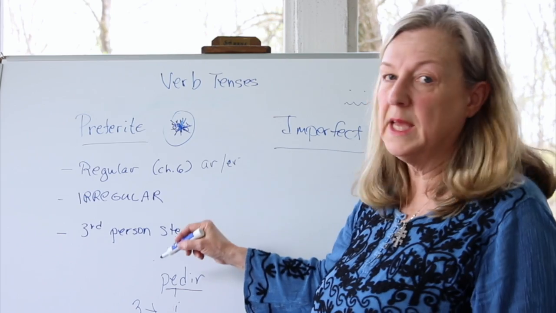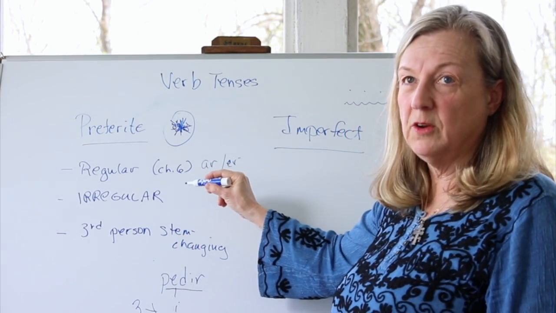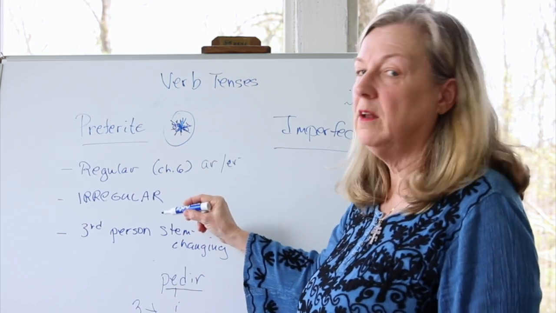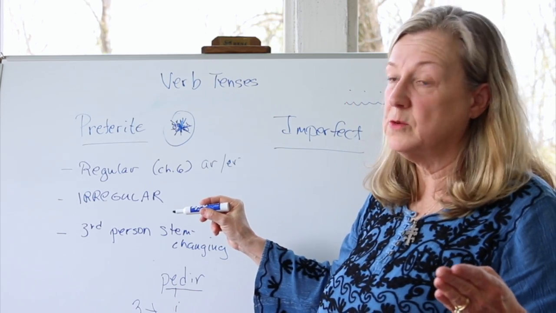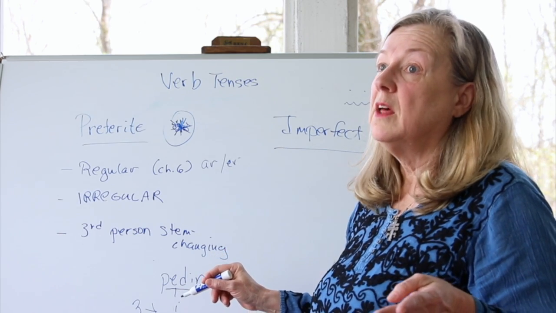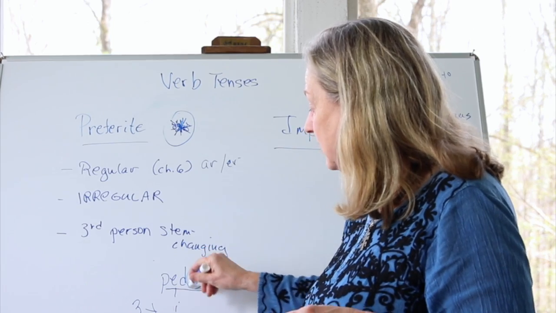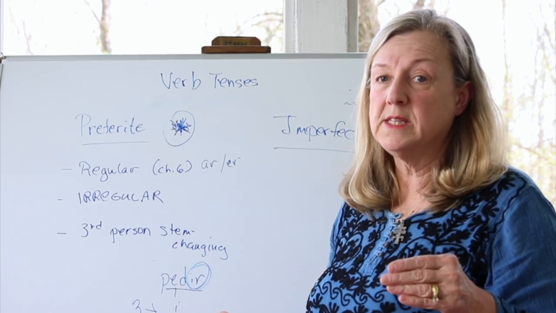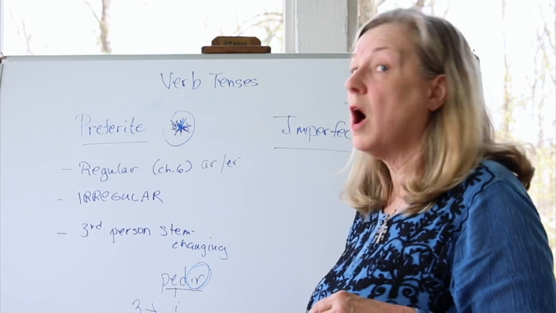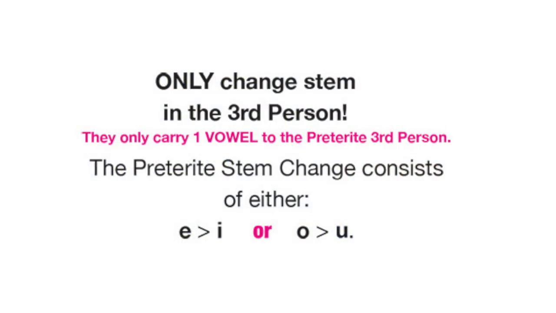So these are the 3 categories of preterites. Regular, go to chapter 6 and learn the endings. Irregular, memorize a unique box for each one. And third person stem change is just really weird. If it has a stem change, it has to be an IR verb though. If it's an IR verb that had a stem change in the present, then it's going to honor the stem change, but only in the third person and only one letter.